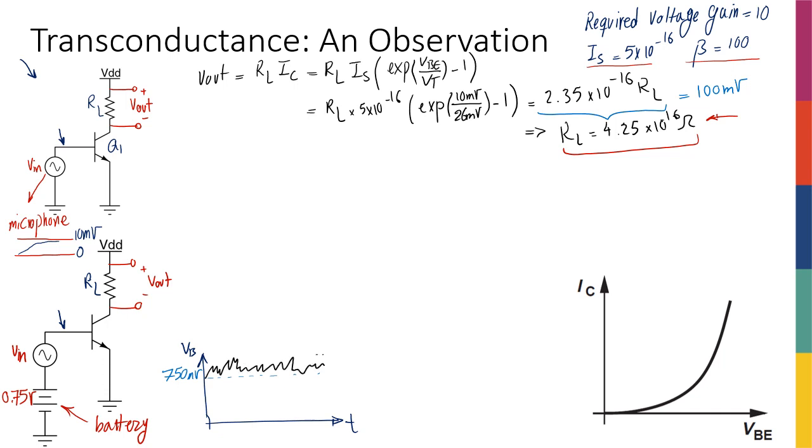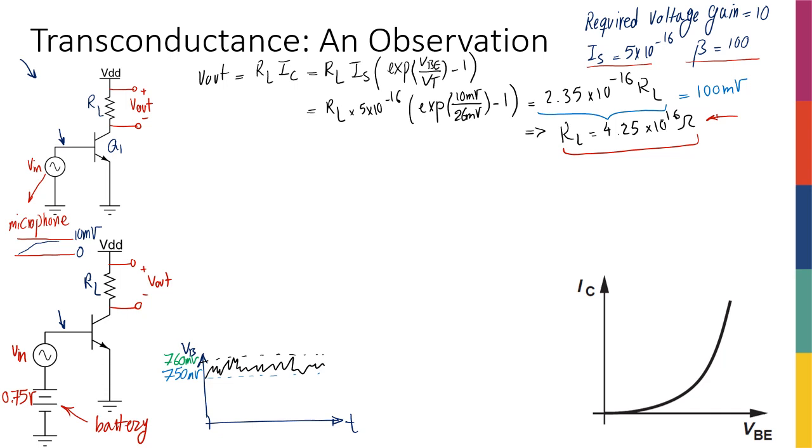So the upper level is 760 millivolts. Again, my signal is actually varying by 10 millivolts, but instead of varying between 0 and 10, I am adding a battery here. Therefore, my signal changes between 750 millivolts and 760 millivolts.